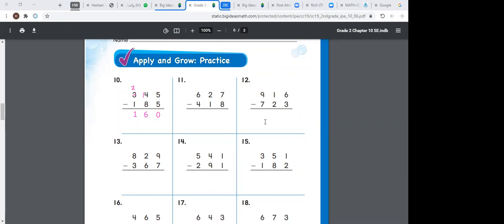Hello, Jarrah. How are you? Jarrah, let's answer number 11. 7 minus 8, can be or can't be? Can't be, because 7 is less than 8. 7 will go to 2. 2 becomes what number and 7 becomes what number? 7 becomes 17. Excellent. And 2 becomes 1. Now 17 minus 8 equals what number?